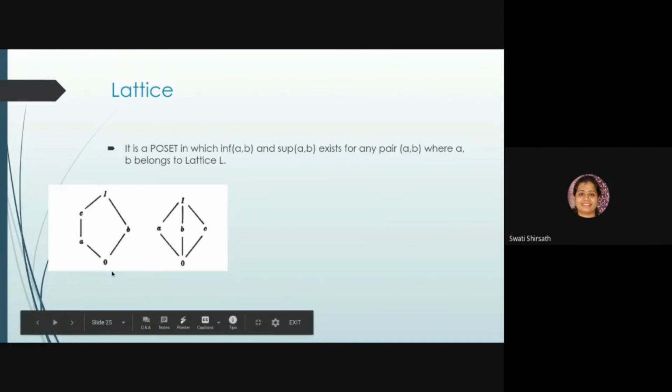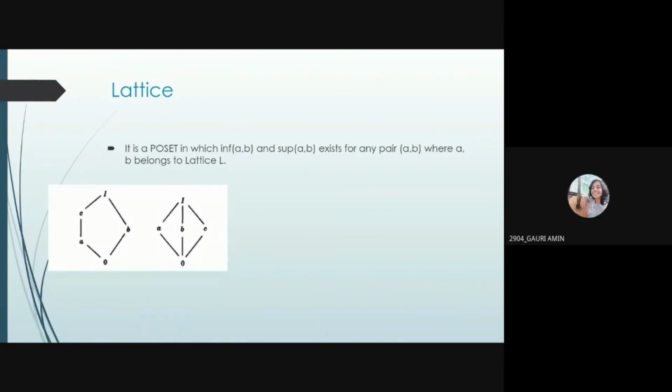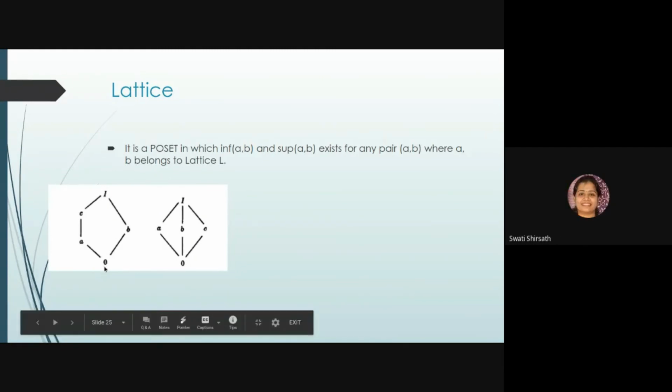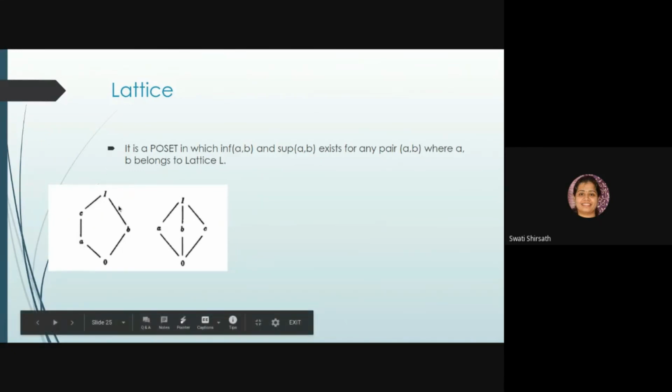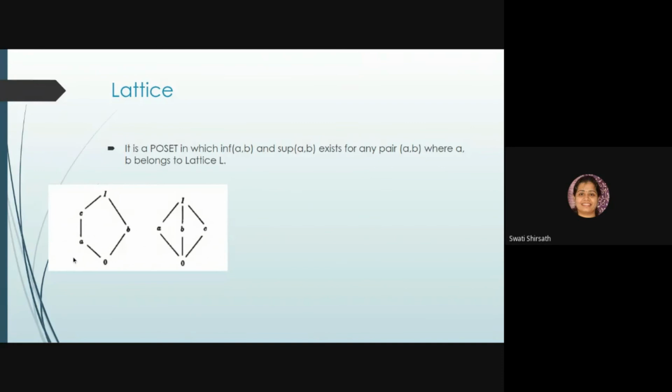Okay, is there any doubt? What about 0 and I? Can someone tell me the GLB of 0 and I? Sorry, L. GLB is 0 and LUB is I or L, whichever it is. Okay, so we have checked all possible pairs of this diagram, and every one of them has a GLB and LUB. So this is a lattice. And also we are looking for a unique GLB and LUB. In the case of a lattice, we are looking for a unique GLB and LUB.